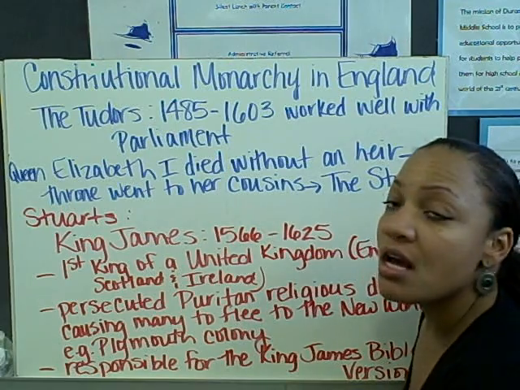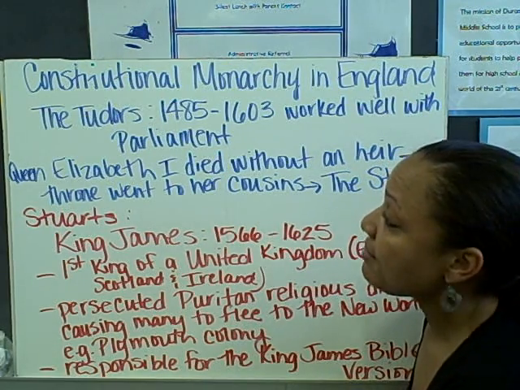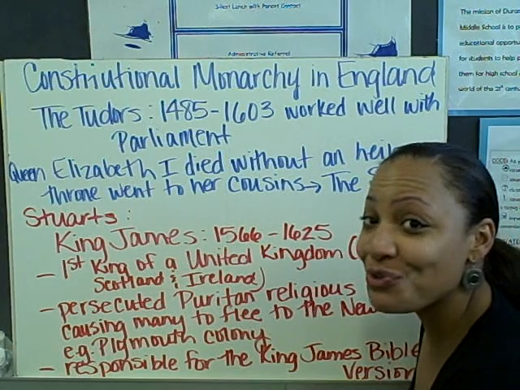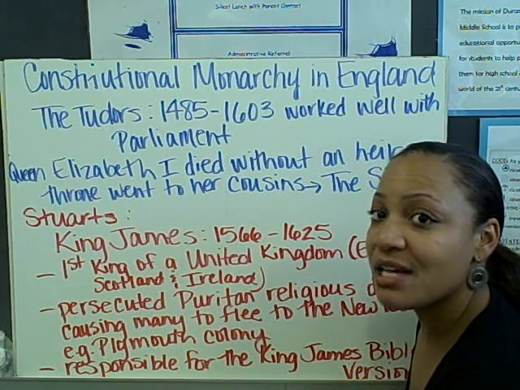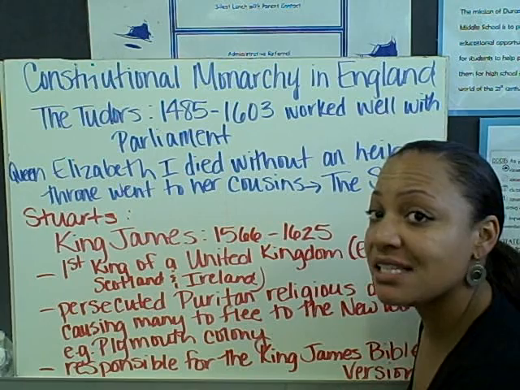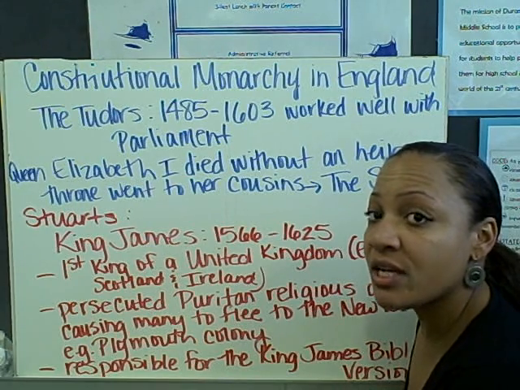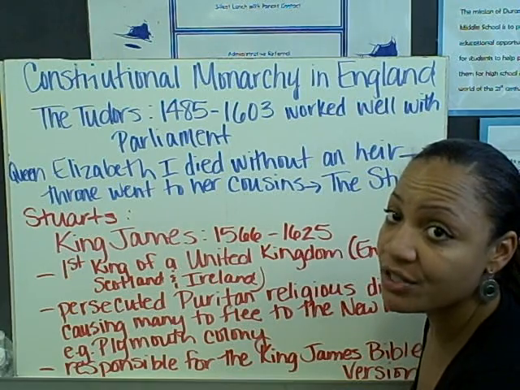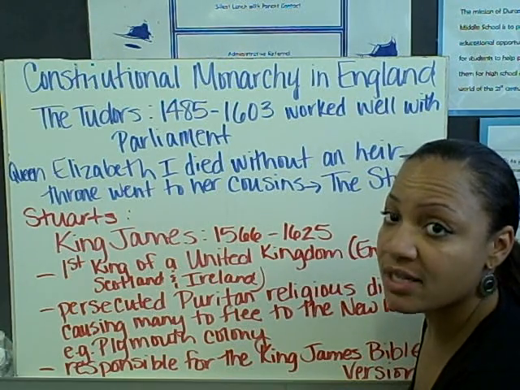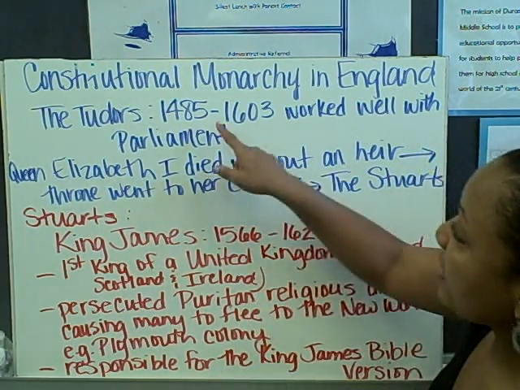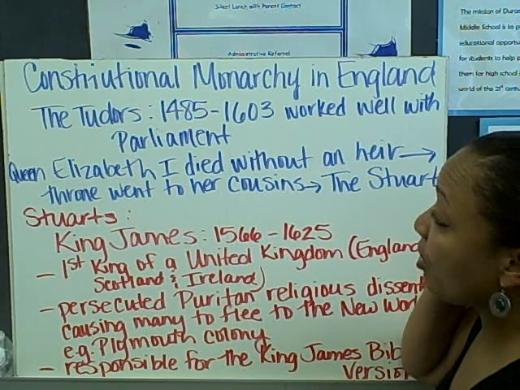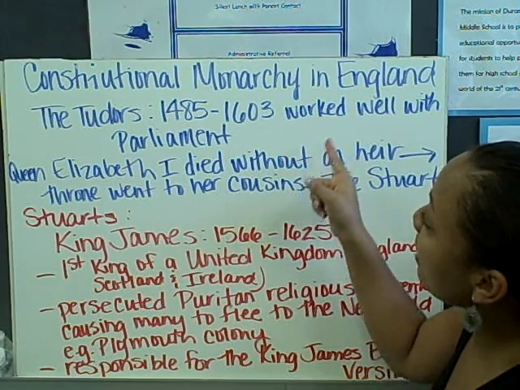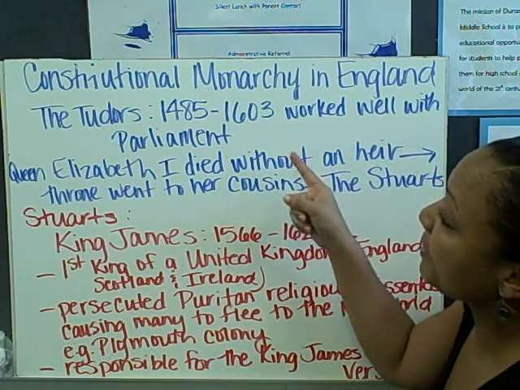Now, in the beginning, England was an absolute monarchy with the Tudors. And we already talked about Henry VIII and his issues with his wives and how he was upset with many of them because they did not give him a son, and he wanted to divorce his first wife, which is going to cause him to break away from the Roman Catholic Church and turn England into a Protestant nation. From 1485 to 1603 is how long the Tudors are going to hold the crown in England. They worked very well with Parliament.